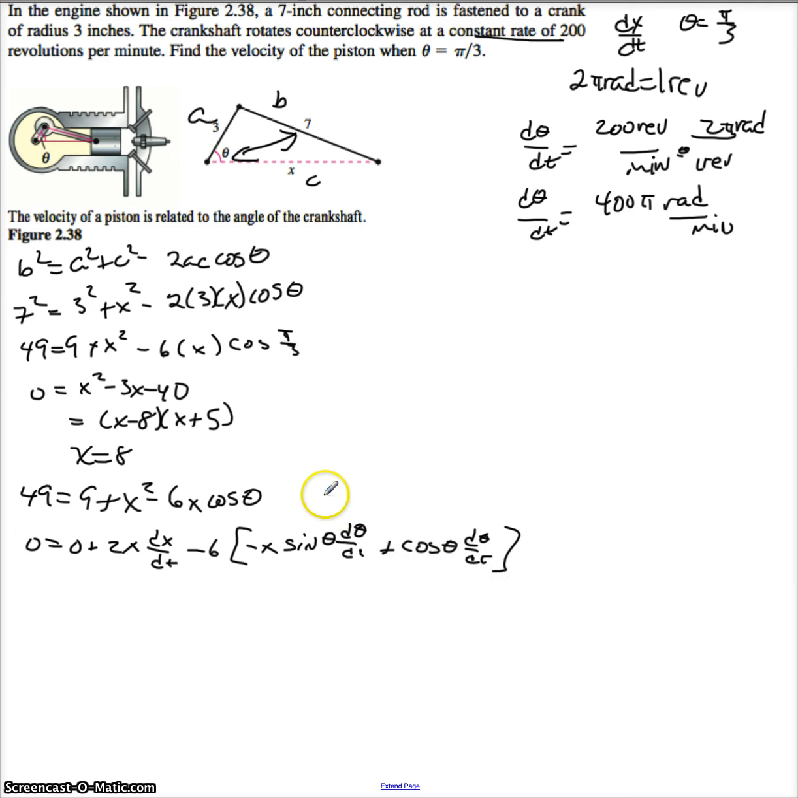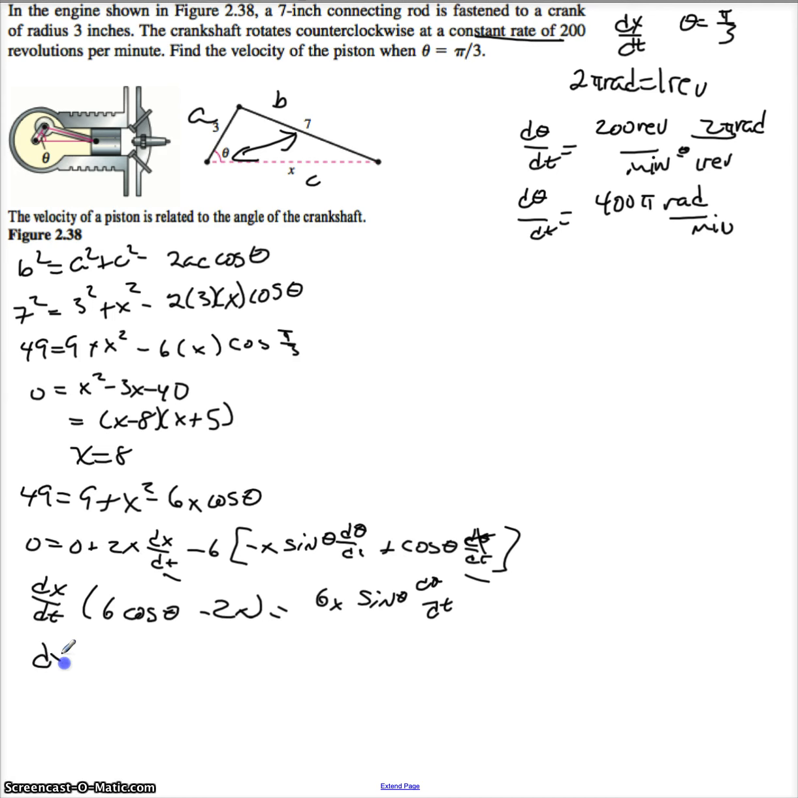All right. Let me solve this. I'm looking for dx/dt. That's what I'm looking for. So that's what I'm going to solve for. So I have a dx/dt here, and this should be an x, not a theta. I knew I messed up. All right, so dx/dt times 6 cosine theta minus 2x is equal to 6x sine theta d theta/dt. That's not really easy to read.